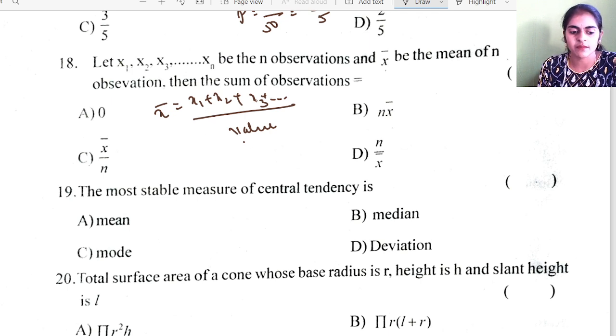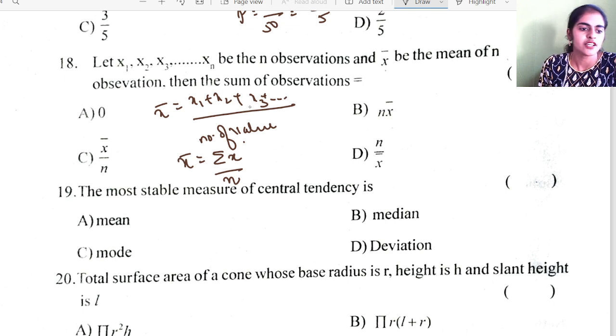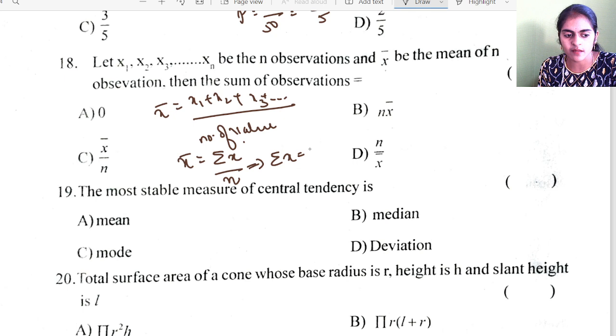So x bar is x1 plus x2 plus x3 and so on, divided by the number of values you take. Mean is nothing but the sum of all the values, sigma x, divided by n, the number of values. You have to find the sum of observations. So sigma x, the sum of observations, is nothing but mean into number. So this is the correct option.